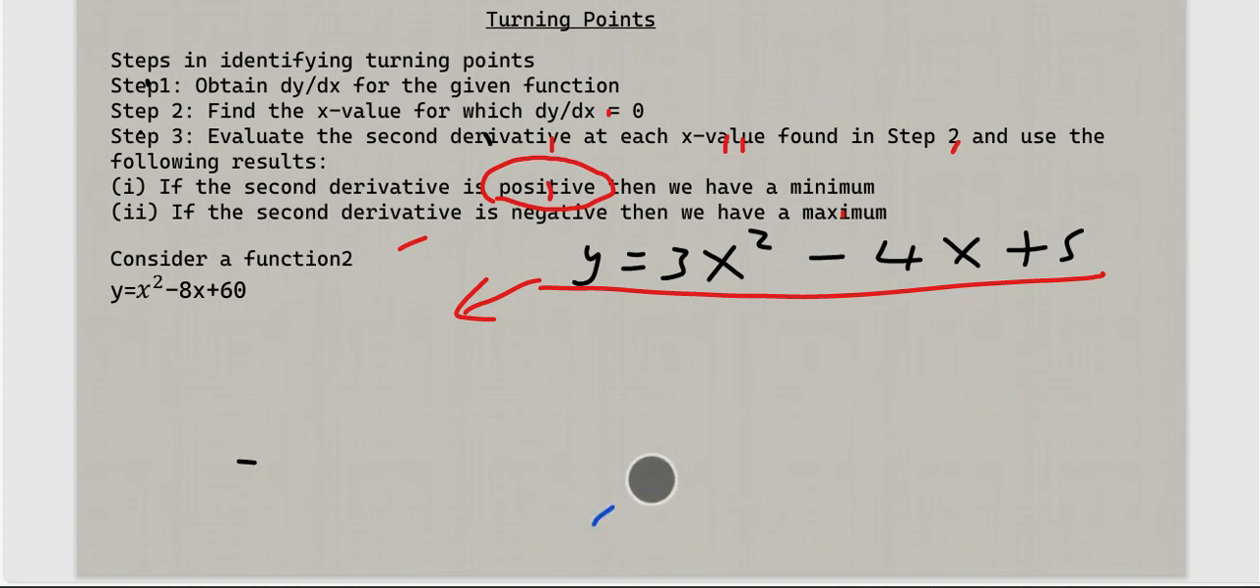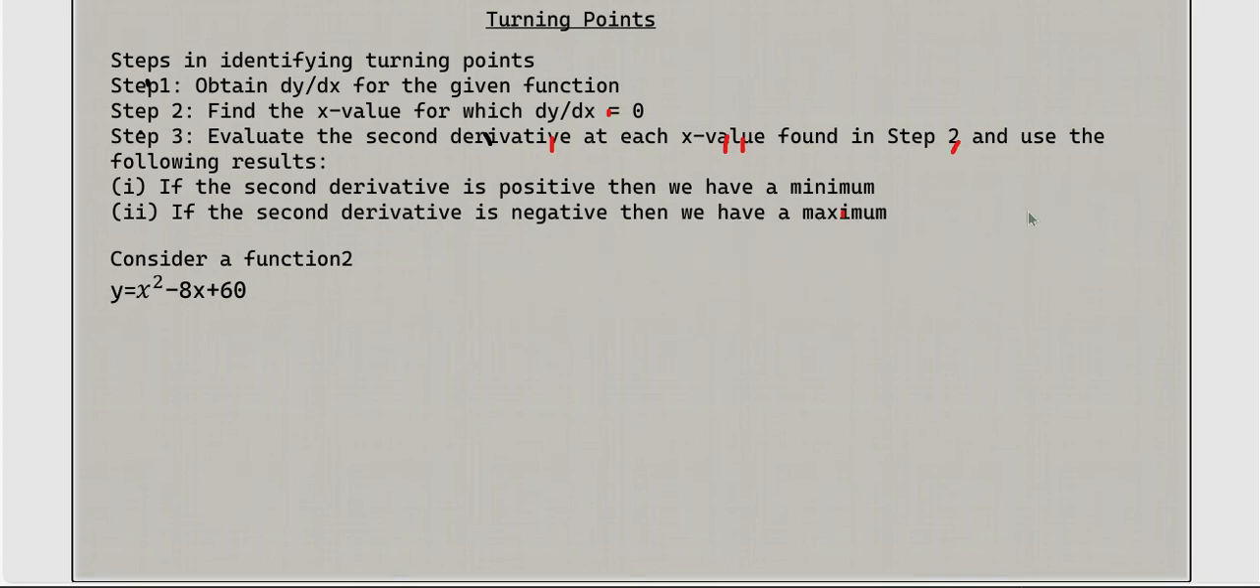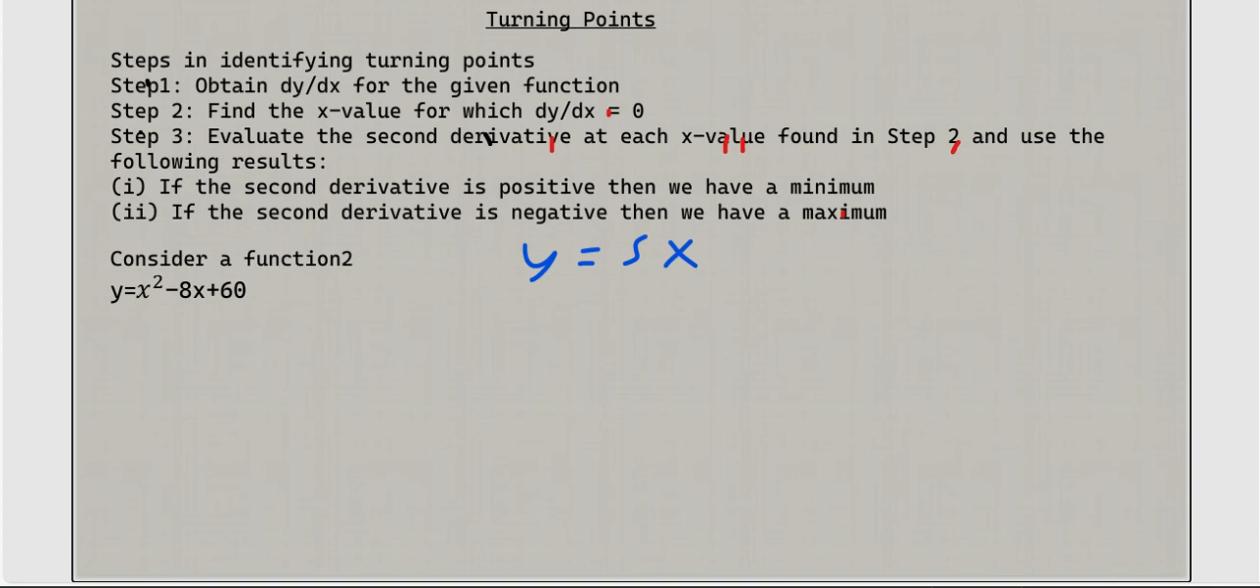Okay, let's do a second example. So I'm going to have y equals 5x squared minus 6x plus, well, let me just put plus 4.